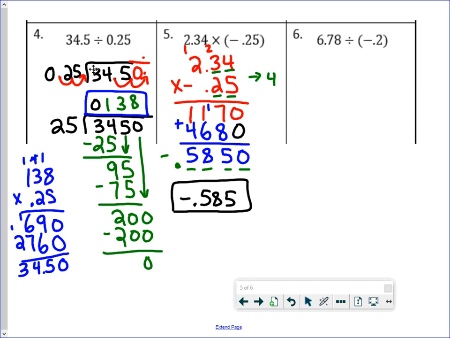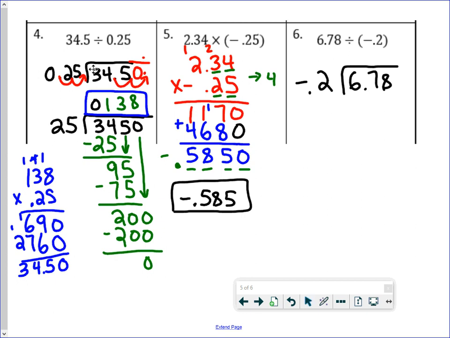All right, 6 and 78 hundredths divided by negative 2/10. So our answer is going to be negative because we have a positive divided by a negative. Remember, a positive divided by a negative is a negative answer. Remember, the first number, when you're doing blank times blank, goes inside. So 6 and 78 hundredths divided by negative 0.2.